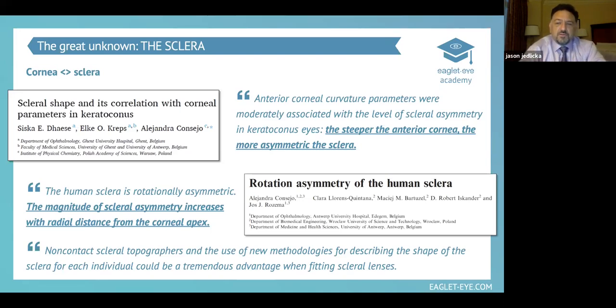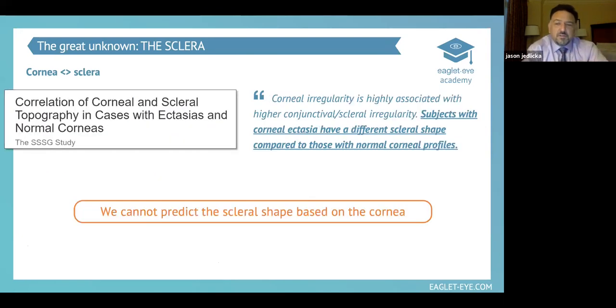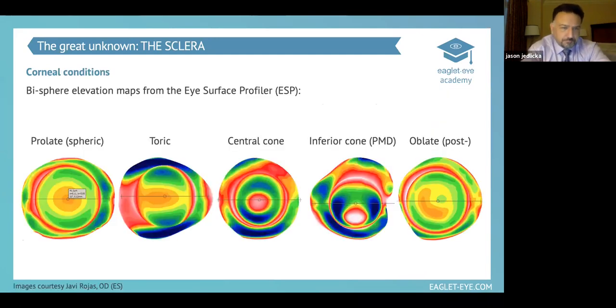So the steeper the anterior cornea, the more asymmetric the sclera, the more off-center the corneal apex, again with patients with, say, keratoconus, with more decentered apex, the more the sclera has a quadrant-specific or irregular profile. So we know that our corneal topography is difficult to correlate to any type of scleral topography, and in particular for those patients that are most commonly fit in sclerals, those with irregular corneas have the least amount of predictability and crossover between corneal shape and scleral shape.